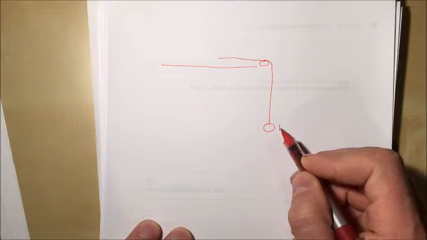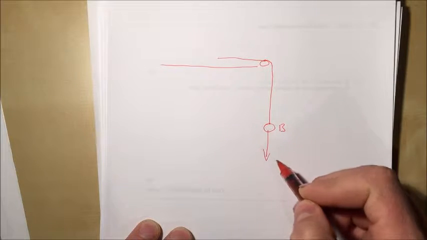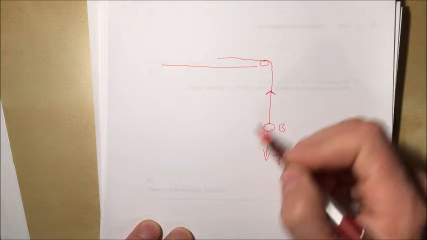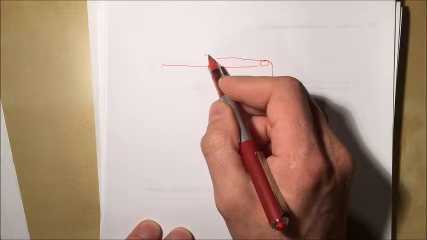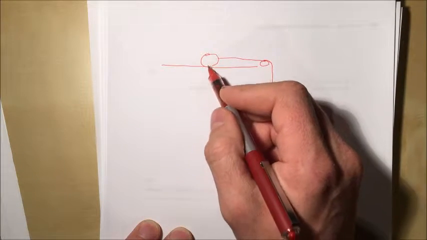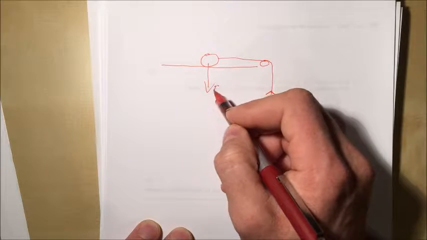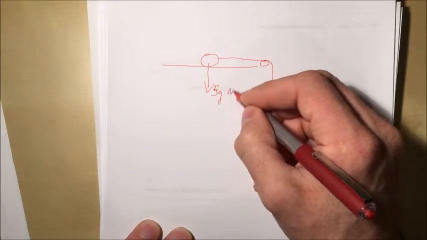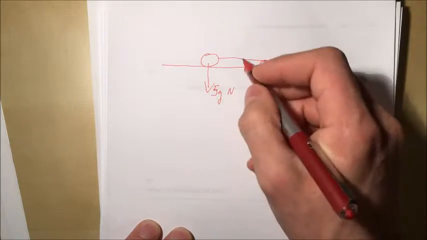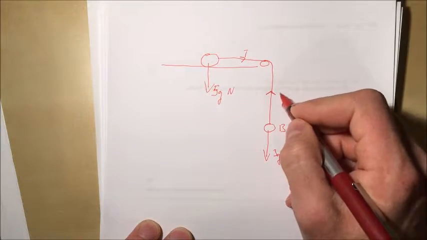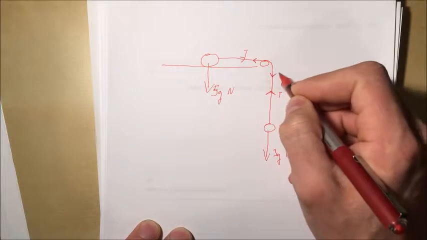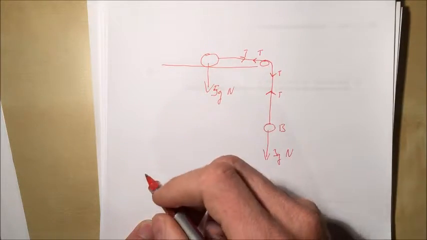So here is B, which has a mass of 3 kilograms, and the tension in the string is stopping it falling down. And here is A, which has a mass of 5 kilograms. So 5g newtons pulling down, 3g newtons pulling down. There is a tension in the string all the way along. Later on in the question we'll need the fact that those tensions are actually also pulling on that pulley.